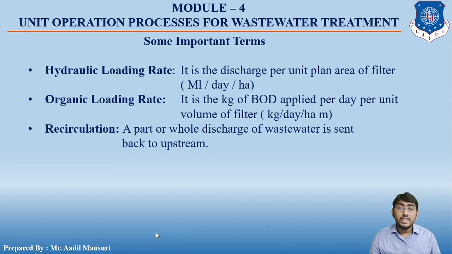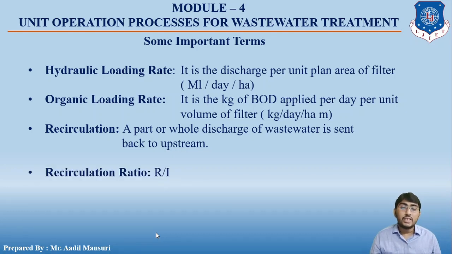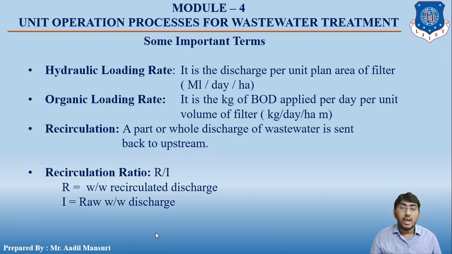Then recirculation. So what is recirculation? As I said, a part or the whole discharge of wastewater is sent back upstream. And the recirculation ratio is nothing but the ratio R by I, where R is the recirculated wastewater discharge and I is the raw wastewater discharge. Clear?